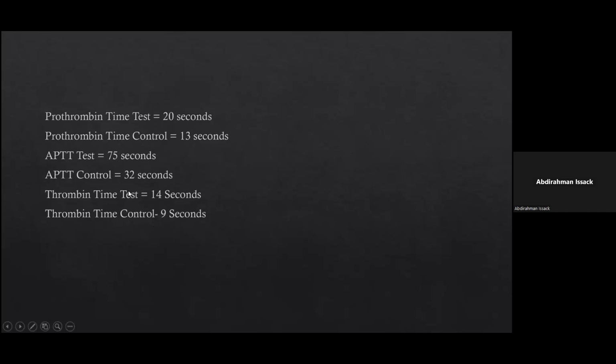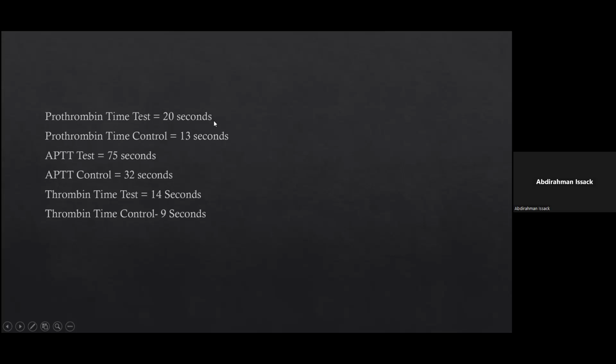Okay, we looked at the APTT test and the causes of prolonged APTT. Let's look at prothrombin time. What are the causes of prolonged prothrombin time? First of all, what do we use prothrombin time to assess, the intrinsic or the extrinsic pathway? Remember PT, the extrinsic pathway. Thank you.